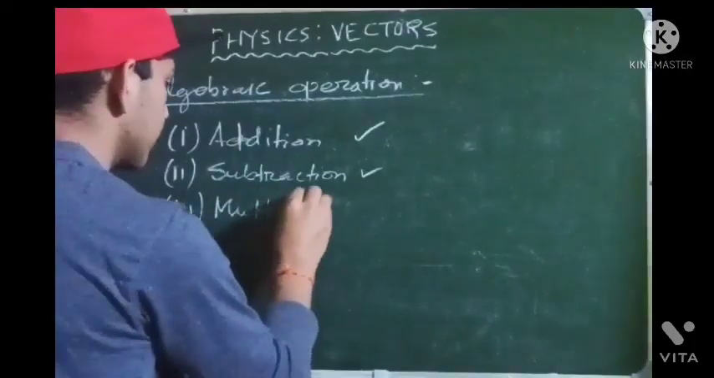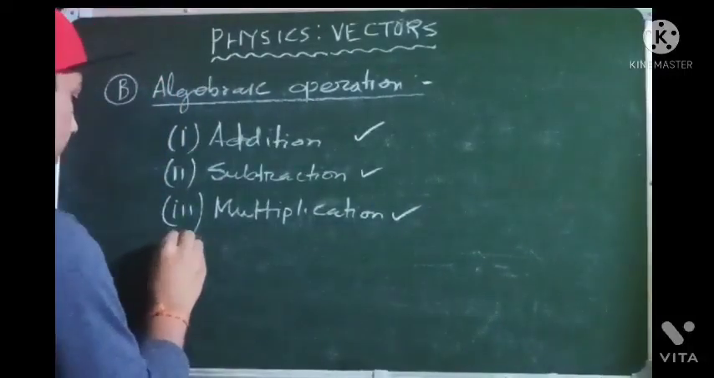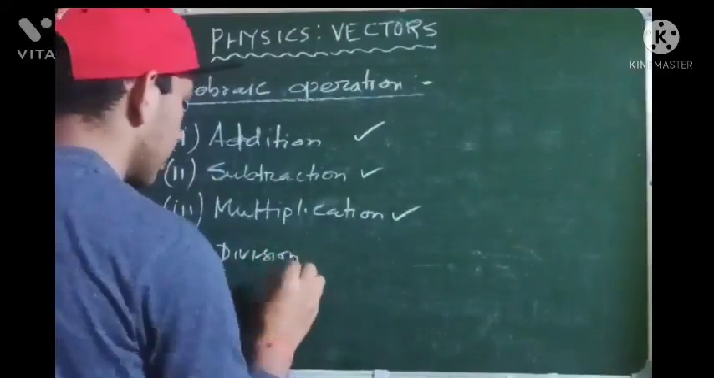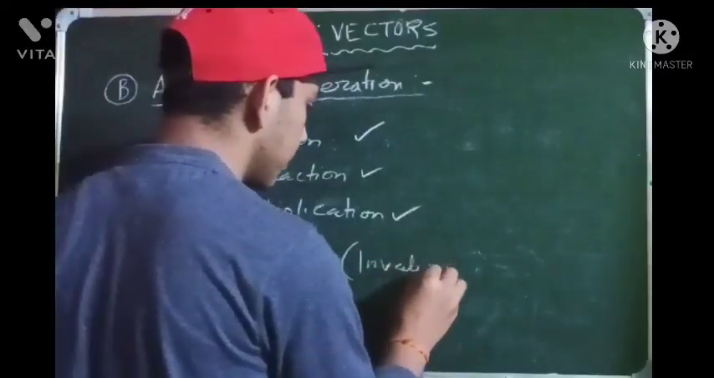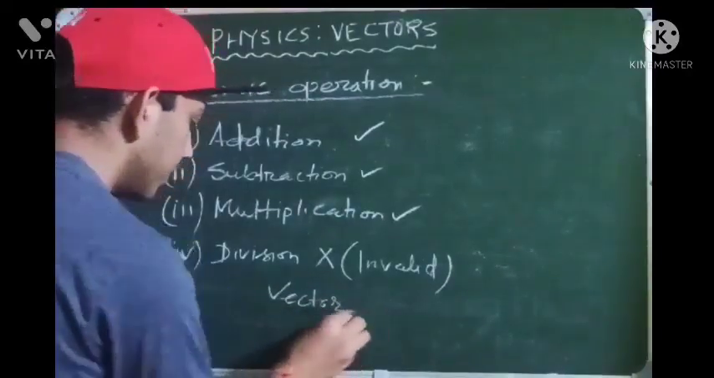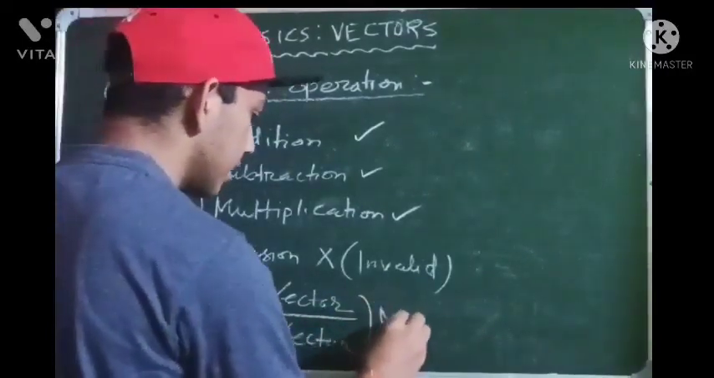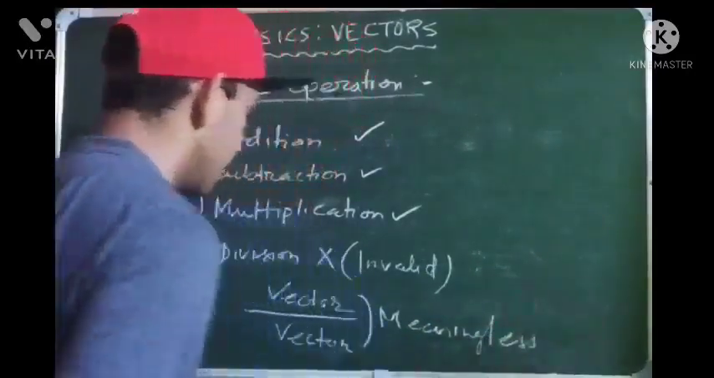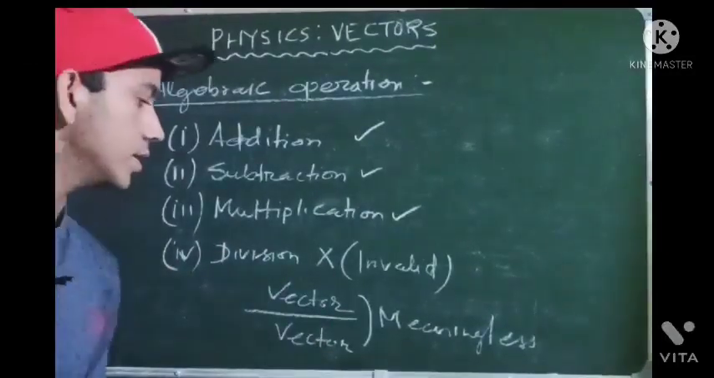Multiplication of vectors is also valid, but division of vectors is invalid. We cannot write one vector divided by another vector. It is meaningless. So a vector can never be written in the denominator position of a fraction.